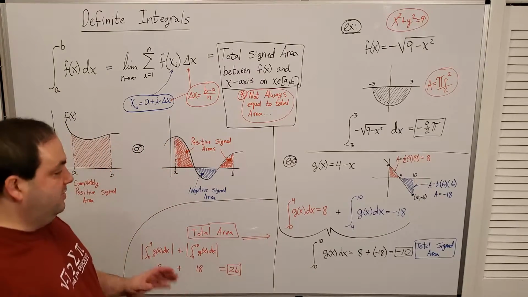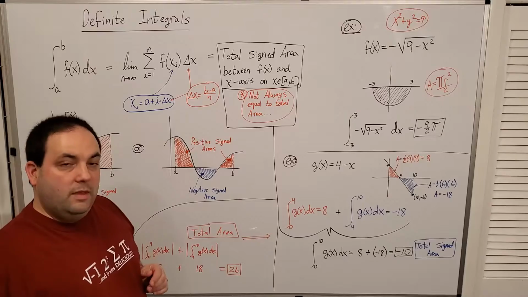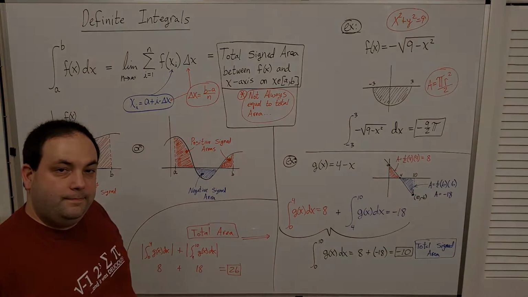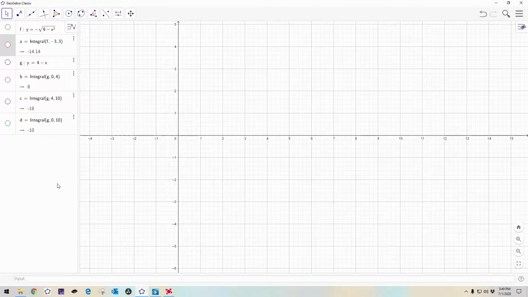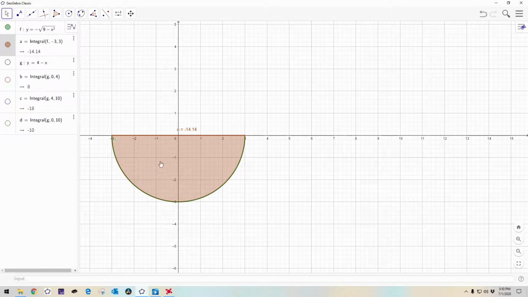So let's get some more examples of this now that we've got the basic idea out there. Here's some good visuals for you. The function f, y equals negative square root of 9 minus x squared, is the bottom half semicircle of the circle that's centered at 0 with a radius of 3. Notice the integral I've put of that function from negative 3 to 3 is indeed this region in between the x-axis and the curve, and it does equal negative 14.14, which is 4.5 times pi.